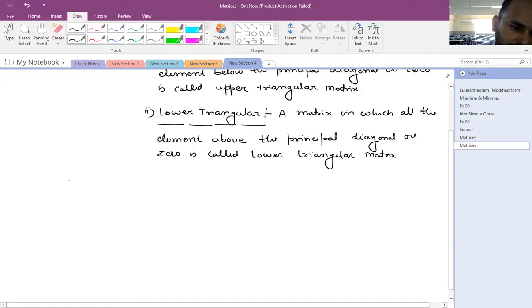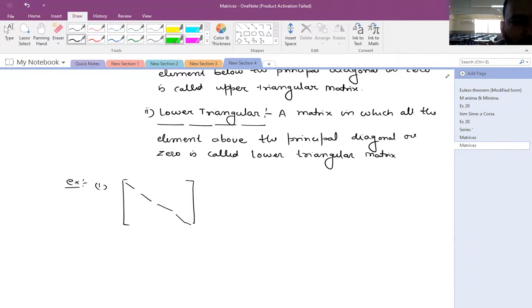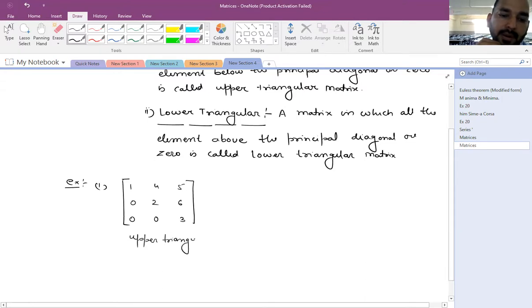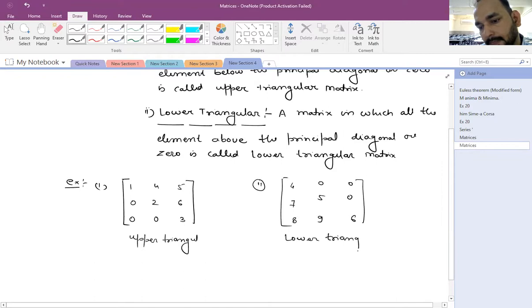So, example. See the example of upper triangular. In a matrix, these are called principal diagonal elements. There are two diagonals in a matrix; this is called the principal diagonal. So for upper triangular, the definition given is that the elements below the principal diagonal are 0. So 1 2 3, 4 5 6, with 0 0 0 below. This is an upper triangular matrix. And if I give 4 5 6, 7 8 9, with 0 0 above, this is lower triangular. Okay, is it clear?